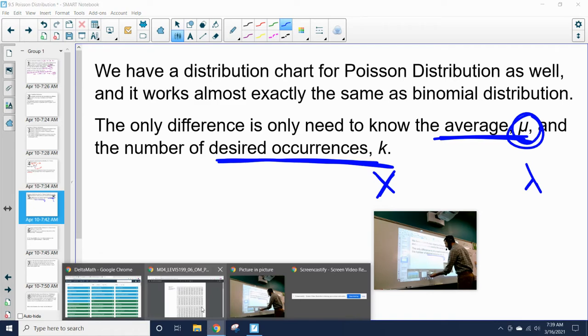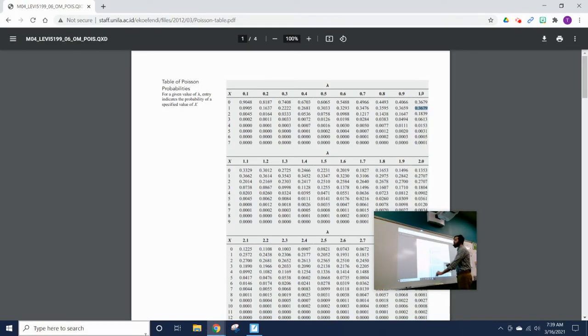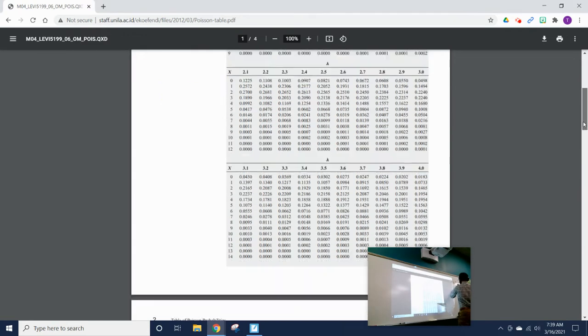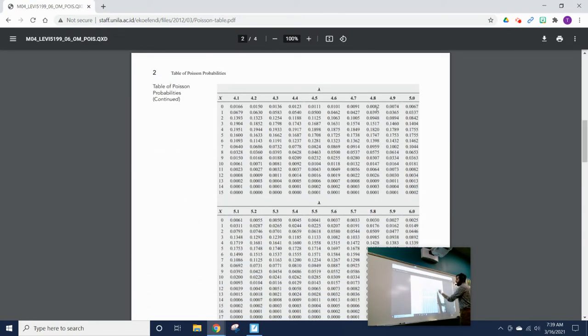Here, I can just show you. This is your Poisson distribution chart. The averages are these numbers at the top. If your average is 1, you would look in this column. If your average is 1.5, you would look in this one. If your average is 2, we would look in this one. If your average was, scroll down a little bit, 4.8, we would look in this one. Now, k is going to be the number down the side. So if I'm looking for 8 and my average is 4.5, I would just use this number right here, and I can write that number down.